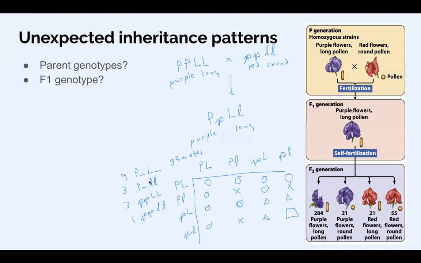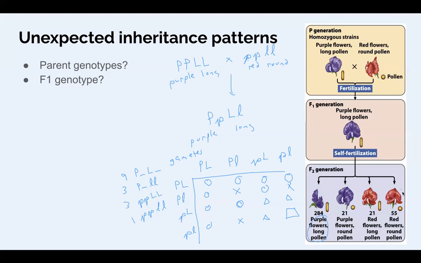So in our expectations, we would expect 9/16 of these to be purple and long, 3/16 to be purple and round, 3/16 to be red and long, 1/16 to be red and round. And this is what we actually would observe in the offspring. And I think maybe rather than running the numbers on this, we could just do a relative expectation. So the most is purple and long, that's true. The least would be red and round.